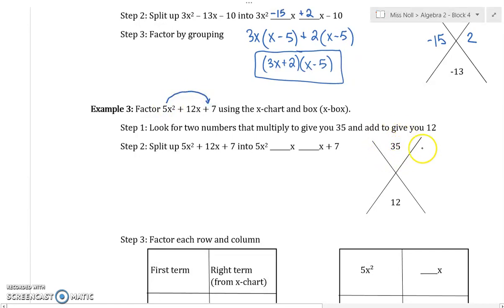So that's the numbers I'm looking for to multiply to, and then add to the middle number 12. So 35 and 12. So that would be 7 times 5.